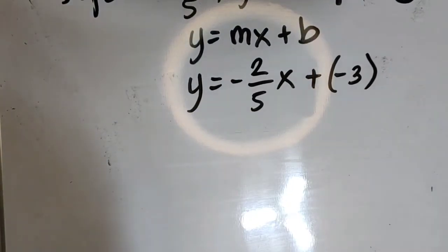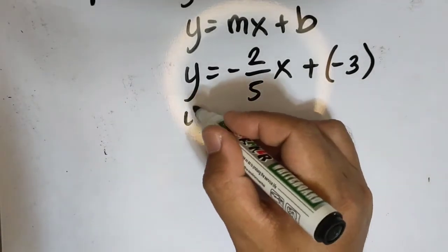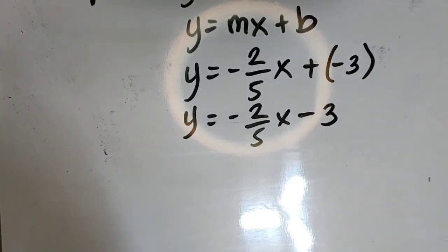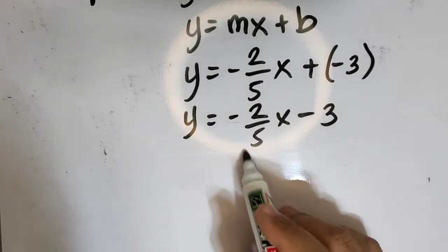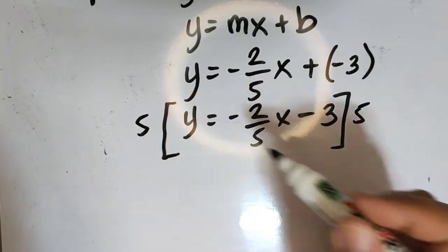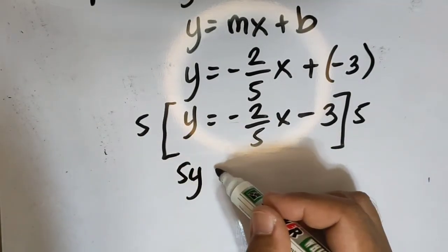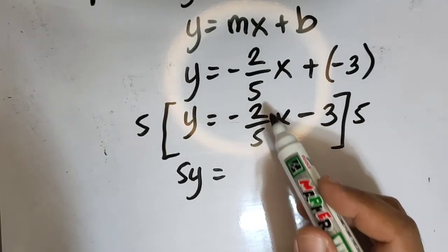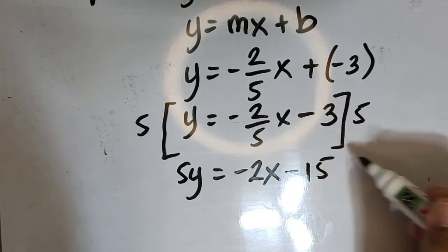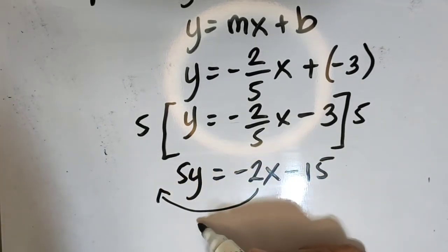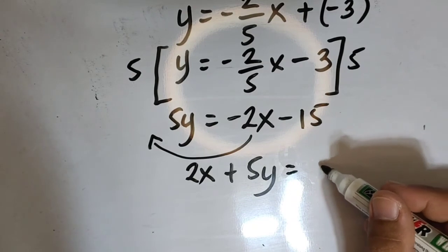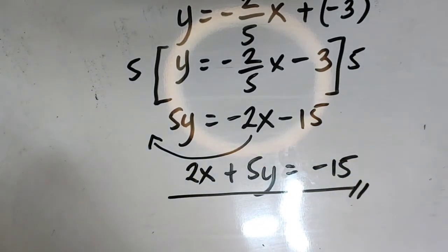So, now, let's simplify. We have y is equal to negative 2 over 5x. Positive negative is negative. So, we have minus 3. So, meron tayong denominator, meron tayong fraction. So, i-multiply natin yung ating buong equation ng 5. So, we now have 5 times y, 5y is equal to 5 times negative 2 over 5. Cancel na yung 5, natira negative 2x. Negative 3 times 5, negative 15. And then, we will transpose our x. We have positive 2x plus 5y is equal to negative 15. So, that's it. Yan na yung ating equation.